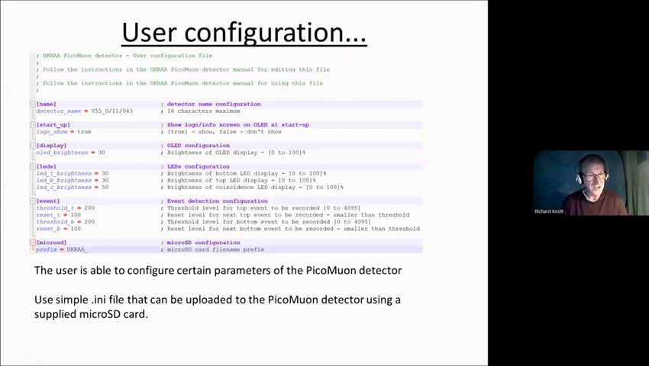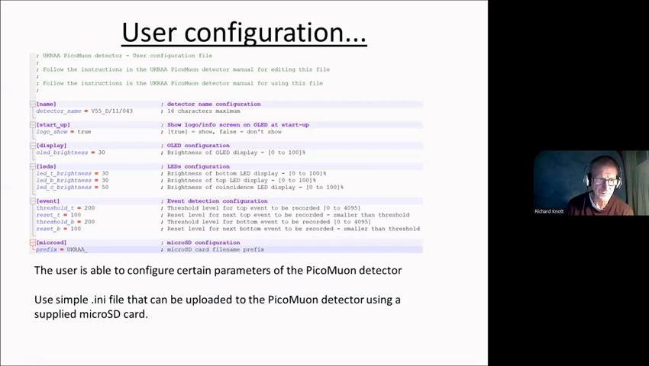Variables that the user can change are the name of the detector. Fast boot, this will not allow the splash screen or the first information screen to be shown. It will boot into the software a lot quicker. We can change the brightness of the OLED, brightness of the LEDs. Why might you want to do that? If you've got a lab and you've got 10 of these going, you don't necessarily want to have 30 LEDs flashing in your face. And we're also able to change the threshold values for which events would be recorded, should you so wish.